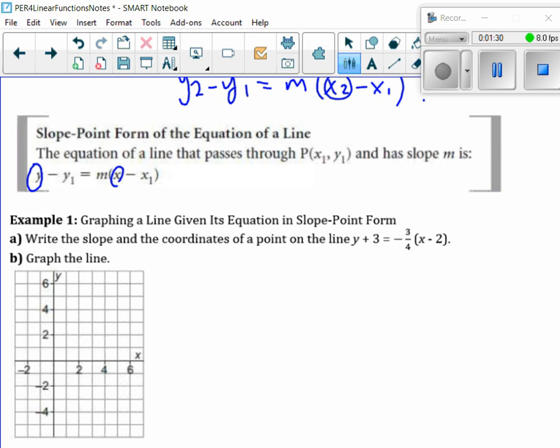we're going to use that form to graph this now. So if I look at this, I should be able to see the slope and a point. So compare this equation to this form. I'll even write it underneath if you want. y minus y1 equals m times x minus x1. Can anybody tell me the slope of this line? Yeah, m equals negative 3 over 4. Can anybody tell me what the coordinate x1 comma y1 is?